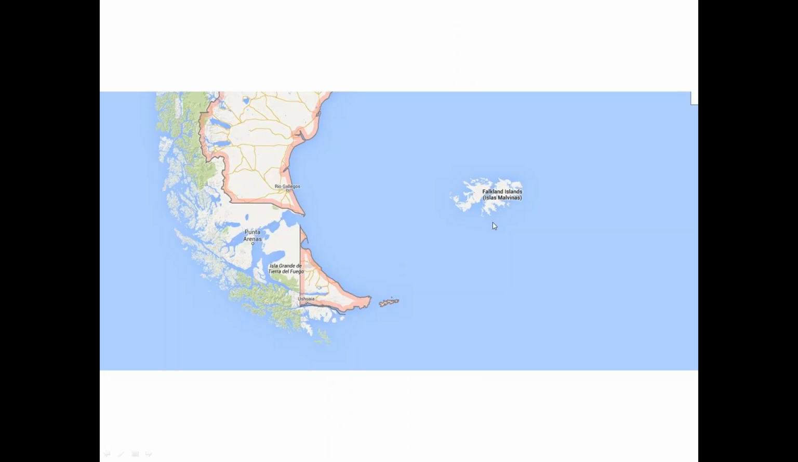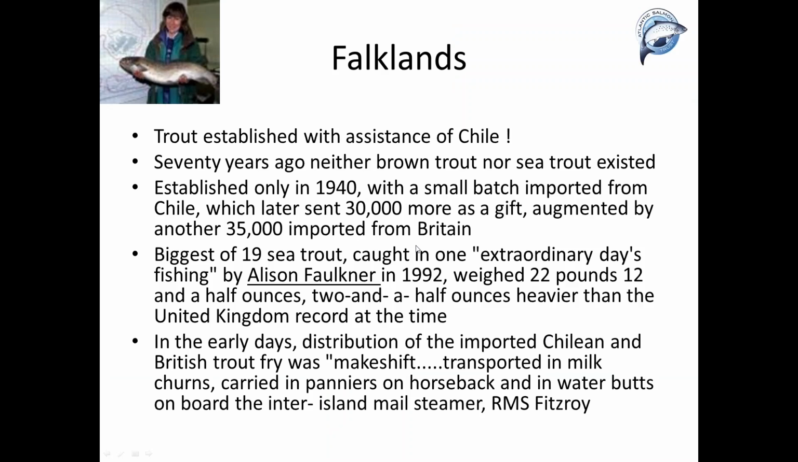The other island then we might visit for a minute is the Falkland Islands. The Falkland Islands, you know, lie just off this coast of Argentina. Again, a British protectorate, and the trout here were established thanks to the assistance of Chile. So the importation of the eggs to Chile actually resulted then in this great story in relation to the Falklands. It wasn't until the 1940s that people thought about putting trout onto the Falkland Islands. It's a very barren place, and there's not great productivity in the waters themselves.